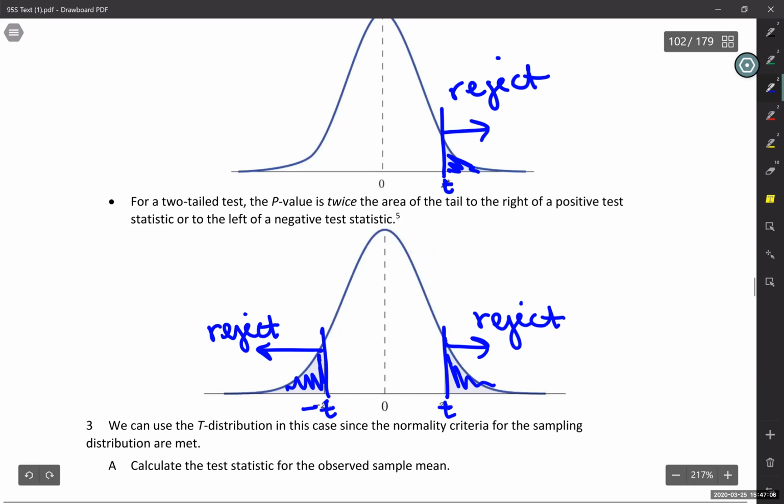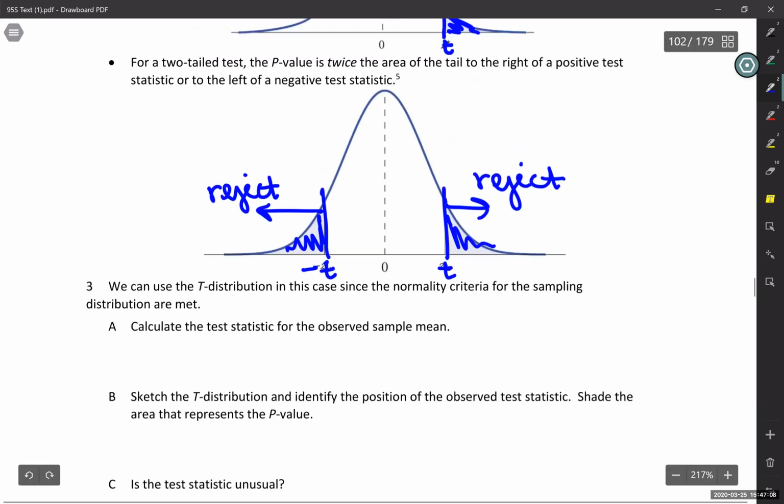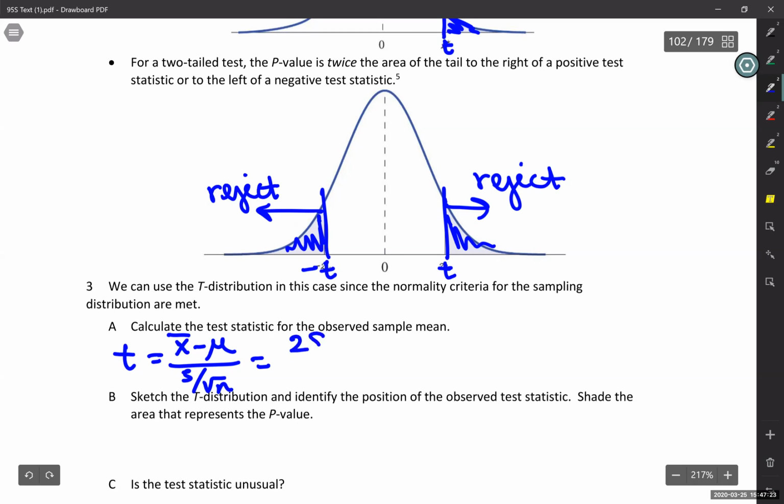Okay, so we're going to calculate the test statistic. So T is, let me just write it here so we can see it while we're working, x bar minus mu over s times the square root of n. So we have x bar, that's the one we calculated, minus mu, I'll come back to that in a second, over s, which we calculated, that's a 5.